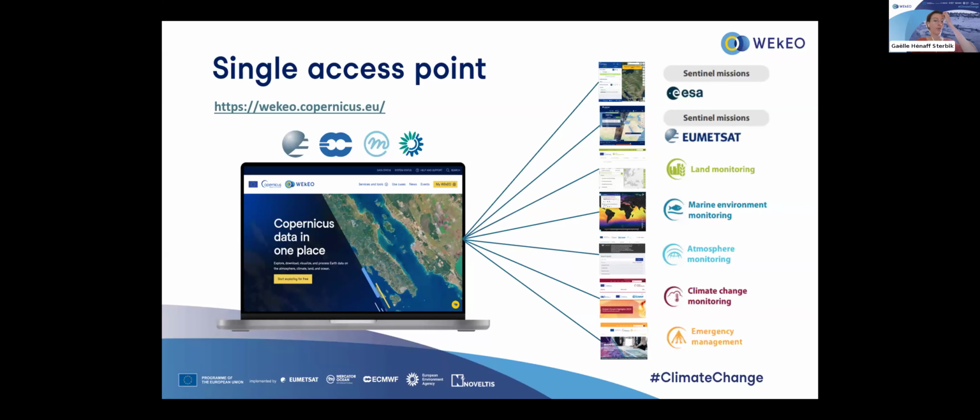So Copernicus offers a lot of valuable environmental data across its various services, and WEkEO has been designed to bring all of this information together in one convenient place. So instead of navigating multiple platforms like the Copernicus Marine Service or the Copernicus Atmosphere Monitoring Service, you can access on WEkEO all of the original data from all of the Copernicus services and Sentinel missions directly through the platform. So whether your focus is on marine, land, atmosphere, or climate data, the platform provides a unified and efficient environment to explore and work with these datasets.